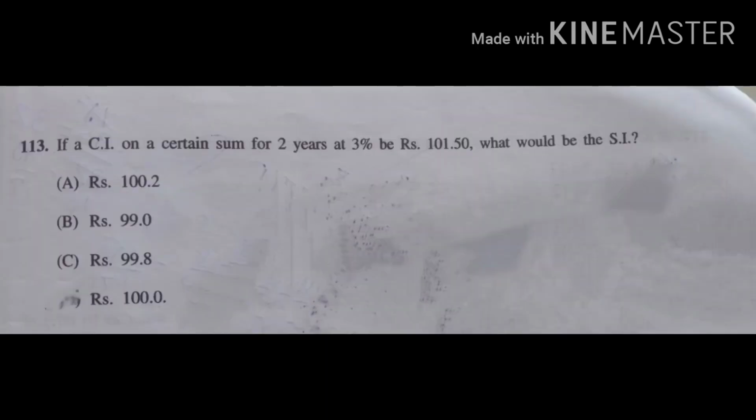Move to the 13th question. If a CI on a certain sum for 2 years at 3% be rupees 101.50, what would be the SI? So options are 100.2, 99, 99.8, 100. So move to the solution.